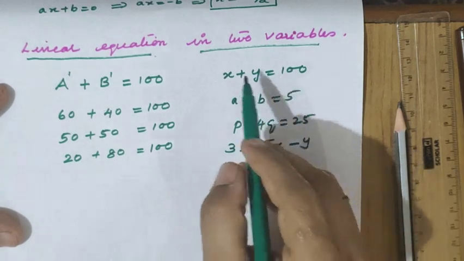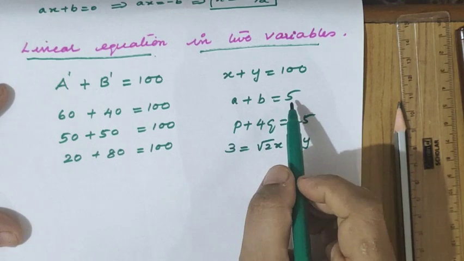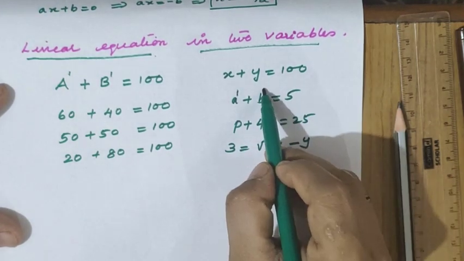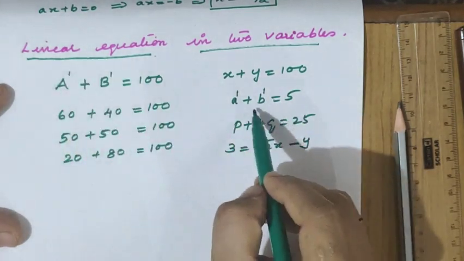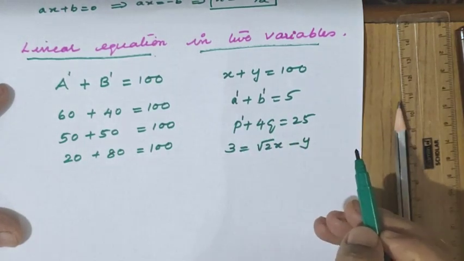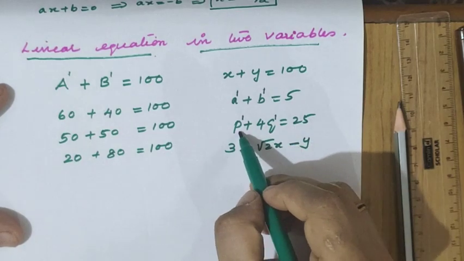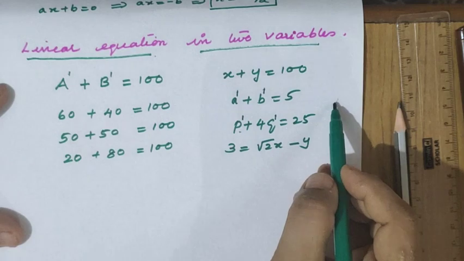If anybody is not able to follow the concept, check the degree first. What is the degree of a? 1. What is the degree of b? That is also 1. So the degree is 1, but we are having two variables. Understood here? What is the degree of p? That is also 1. What is the degree of q? That is also 1. But two variables are used here, so it is a linear equation in two variables.